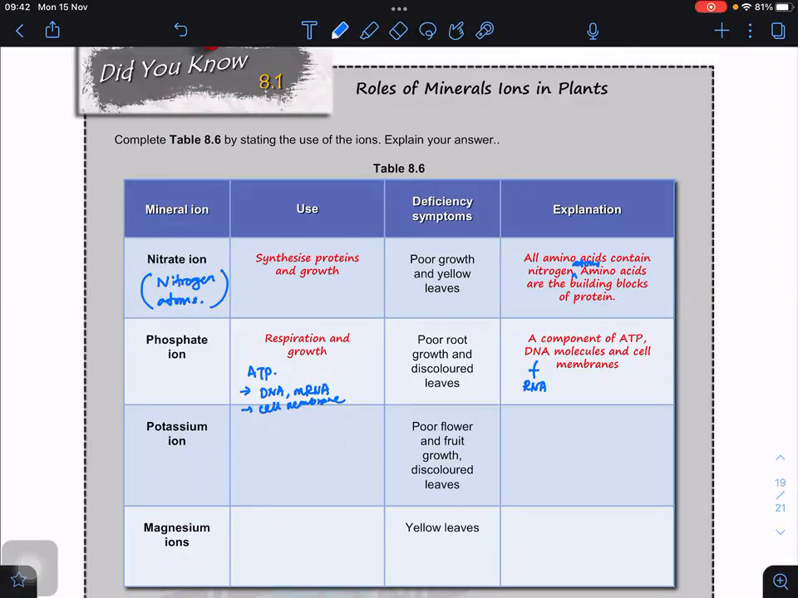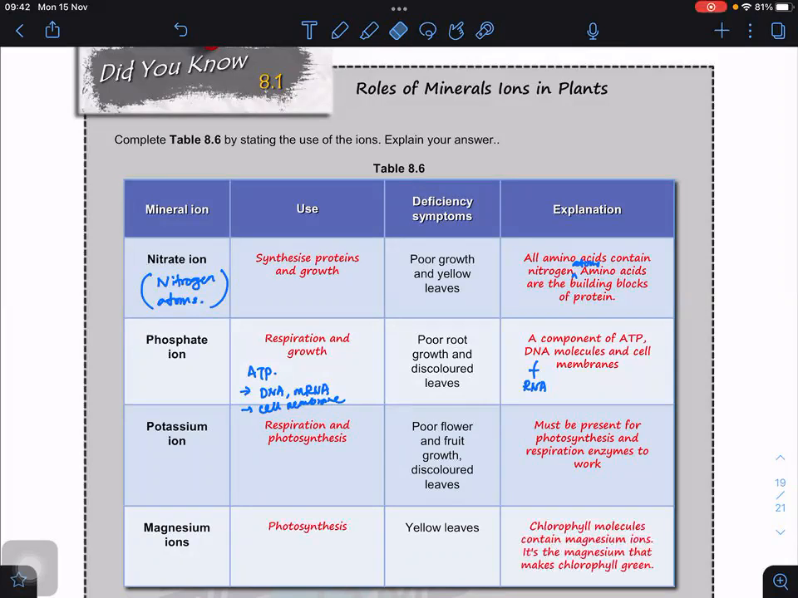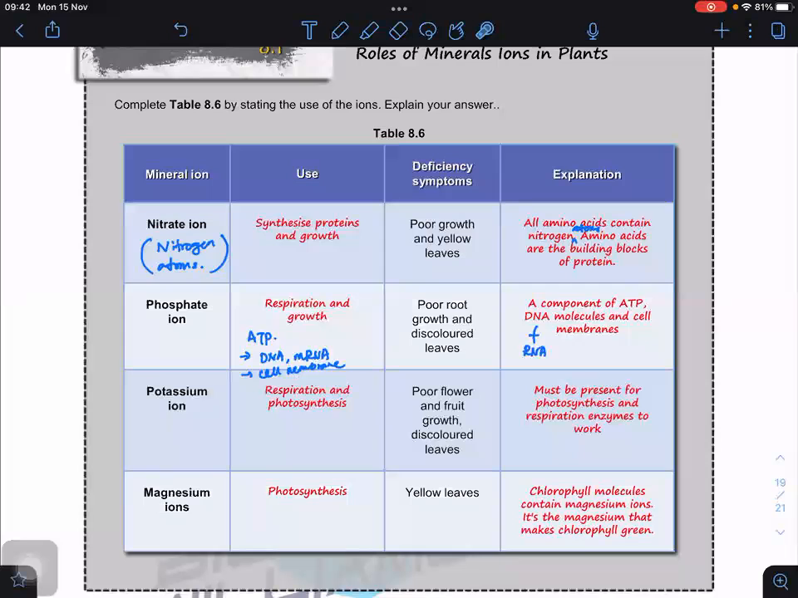Potassium ion is more related to respiration and photosynthesis. It must be present for the photosynthesis and respiration enzymes to work, so potassium ion is what we call the activator. And magnesium ion is very important for photosynthesis because it is part of the chlorophyll molecule. The chlorophyll molecule contains magnesium ion. It's the magnesium ions that make the chlorophyll have the green color.